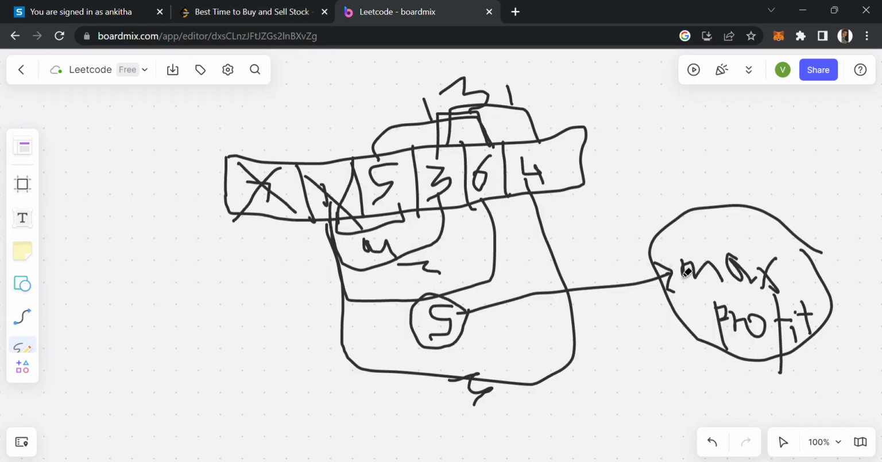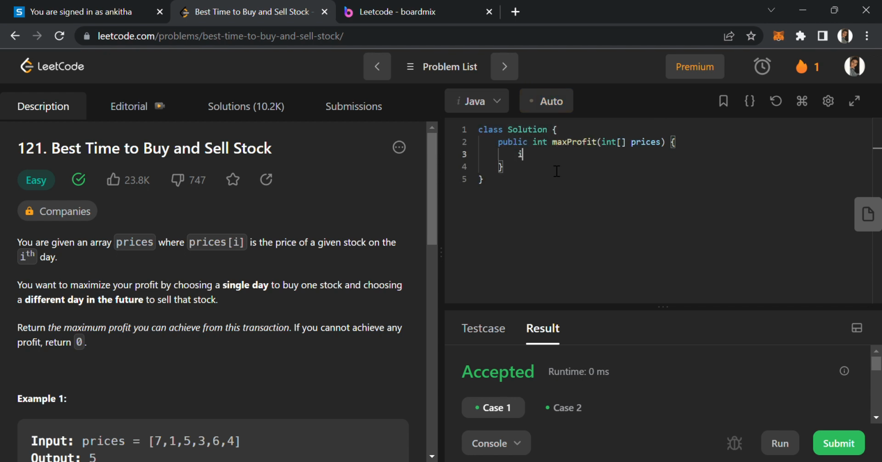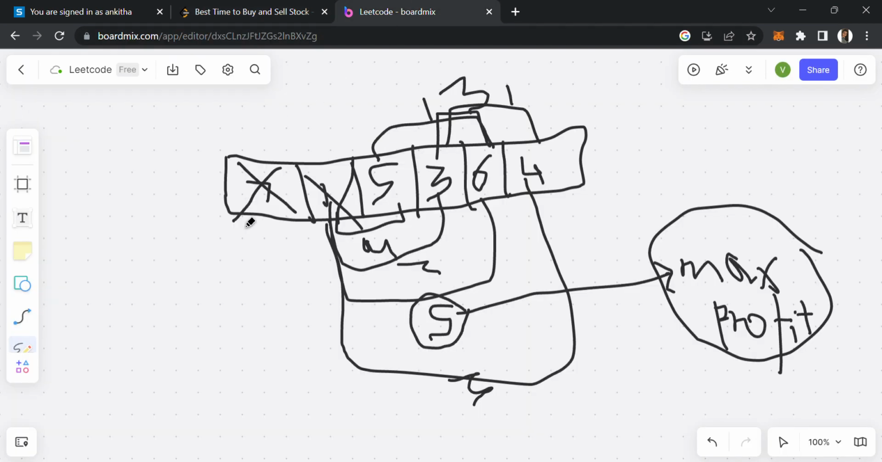At first you need to declare two variables, that is difference and maximum profit, and we'll initialize them to 0. So int difference equal to 0 and int max profit equal to 0. This difference is used in the for loop iteration, and the maximum profit is used to return the maximum profit. Next, we shall move on to the loops.